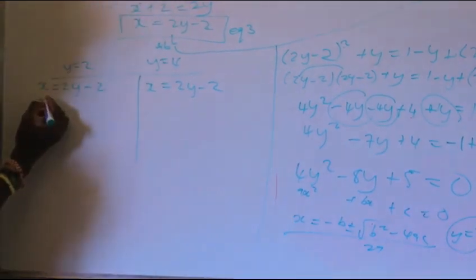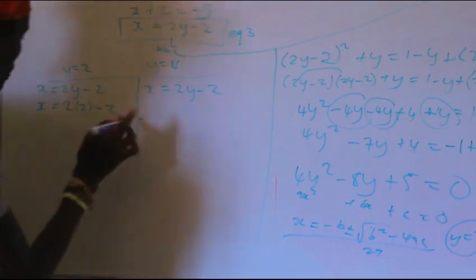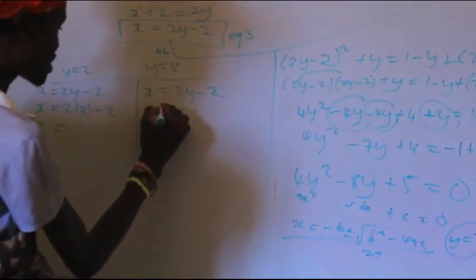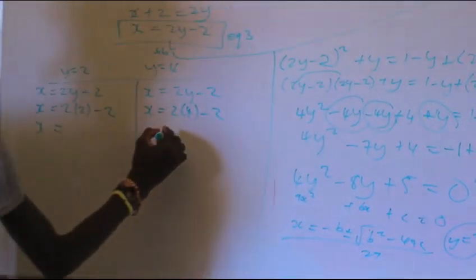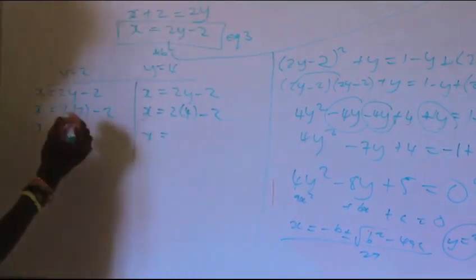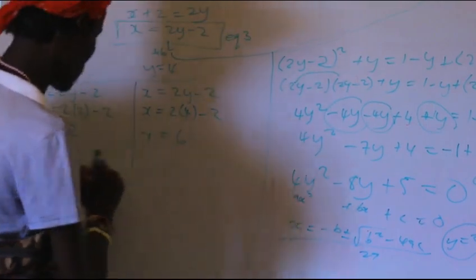So x is equal to 2. Where you see y, you put your 2. Then you say minus 2. Punch it in your calculator, you get the answer for x. Sharp. Now on this side your y is 4. Where you see y, you put 4, and you punch it in your calculator. Then you get your answer. So what is x? 2 times 2 is 4. 4 minus 2 is 2. So x is 2 here. 2 times 4 is 8, minus 2 is 6. x is equal to 6 here.